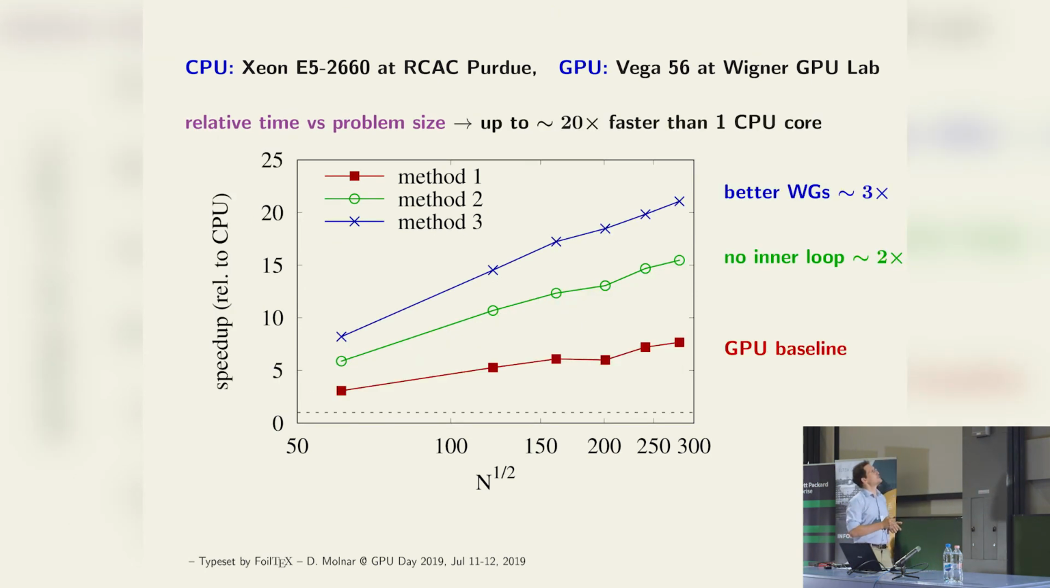You could do relative to CPU. This is the basic algorithm. It's about maybe up to 6 times faster than 1 core. Let's call this a baseline. Relative to this, I want to do improvements. My first improvement, eliminating the inner loop, was a factor 2. Relative to that, another 50% by just better scheduling. So that's where I am.